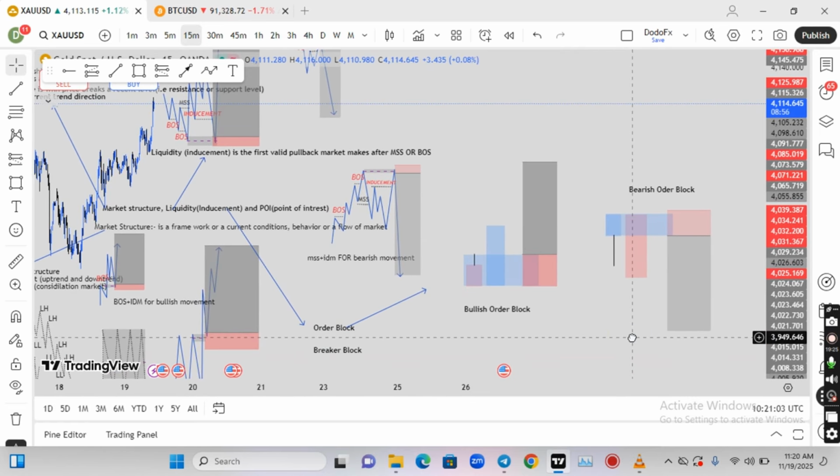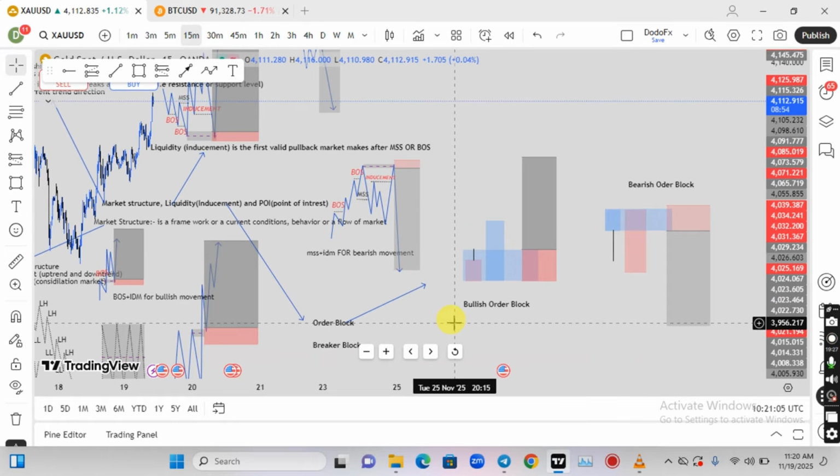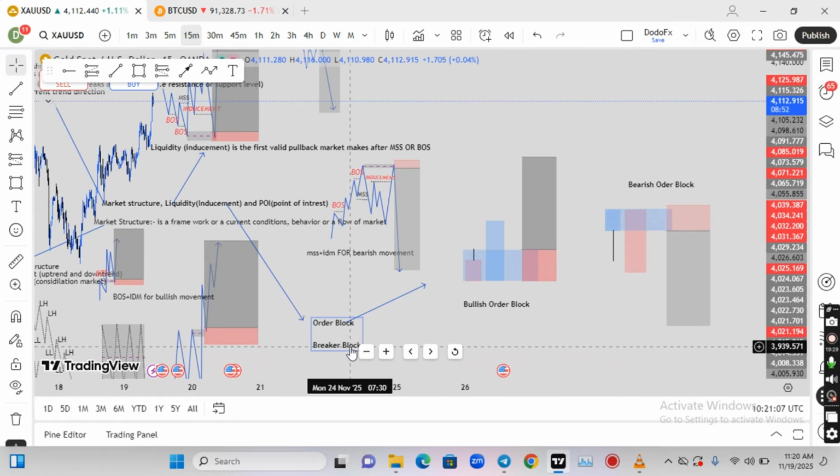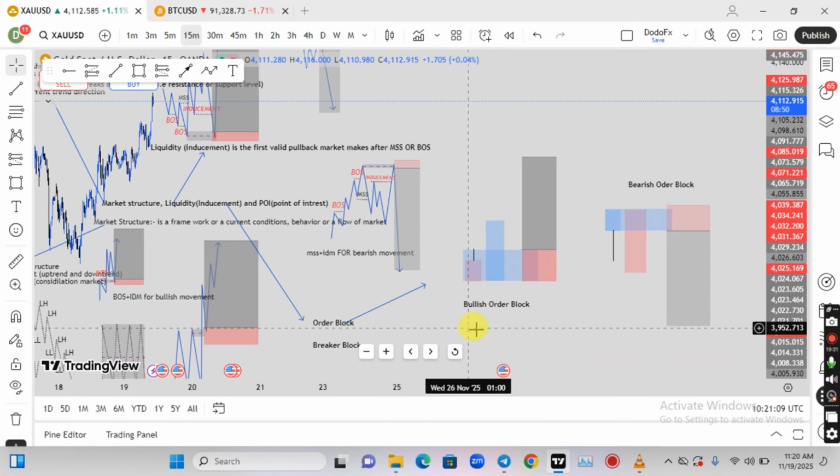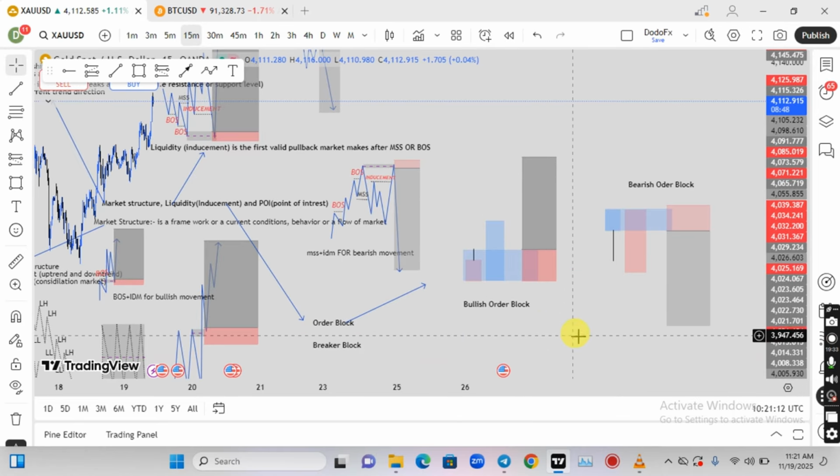So bye for now. In my next class I'll talk about the bearish block, the order block, and the breaker block. I'll talk about the four rules of order block zones, right? We'll talk more on that.